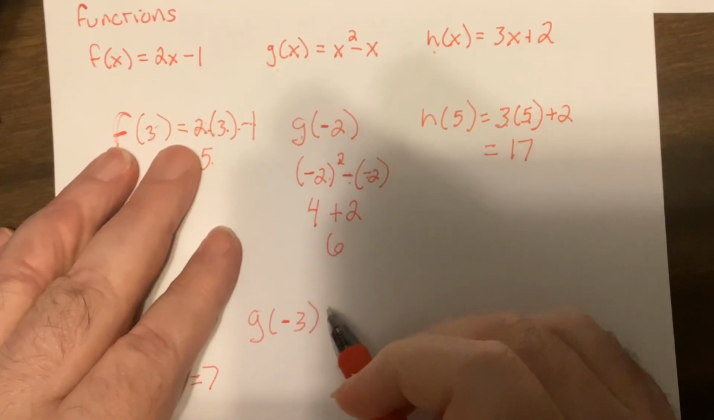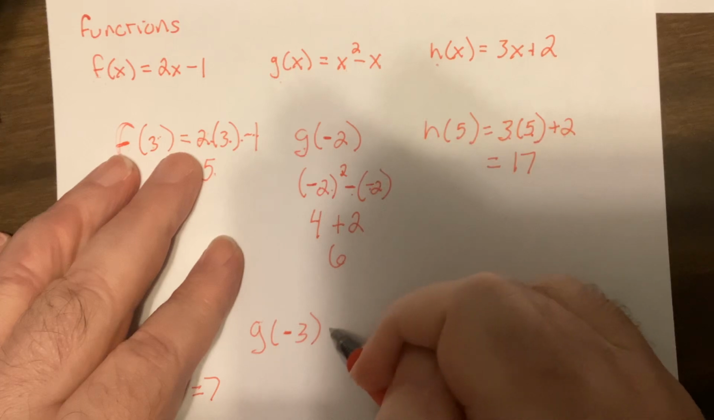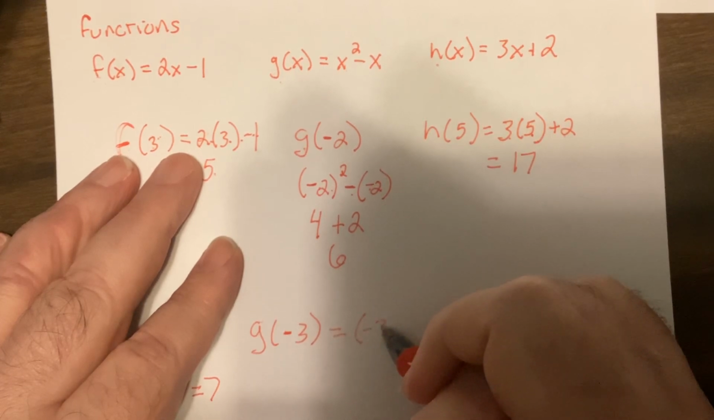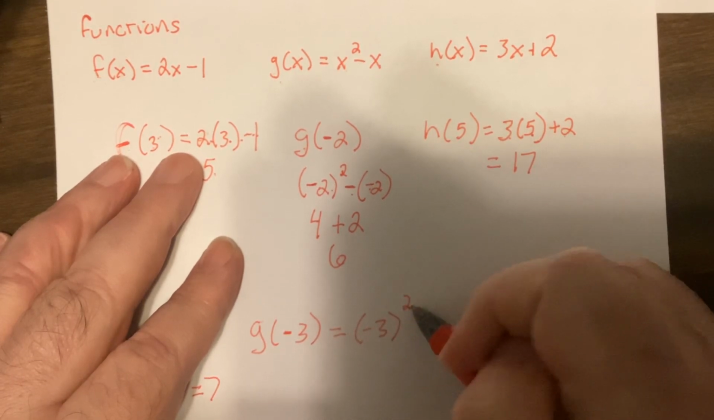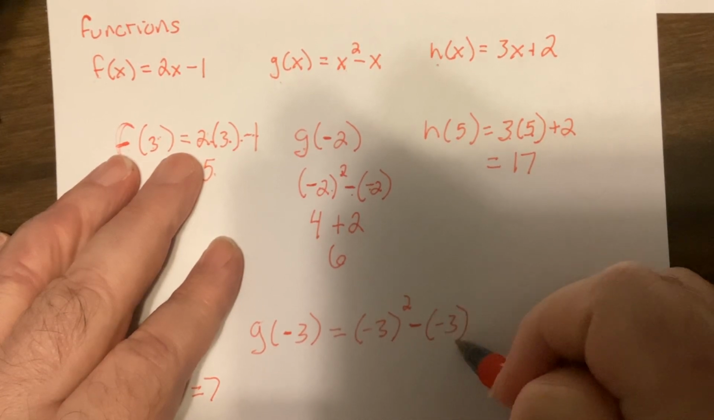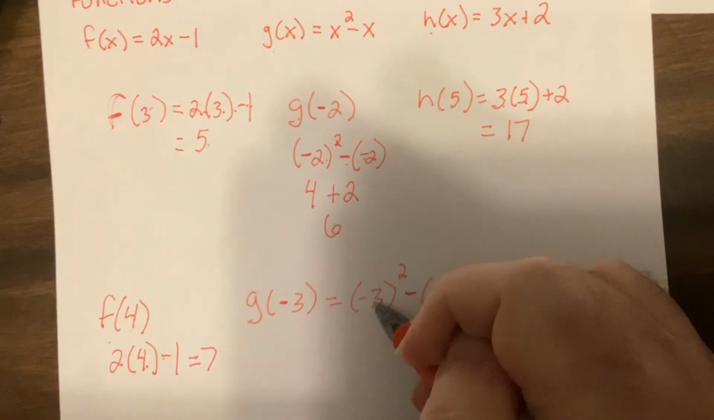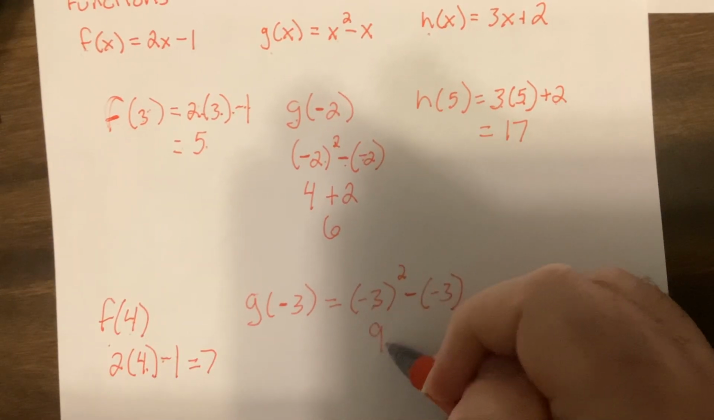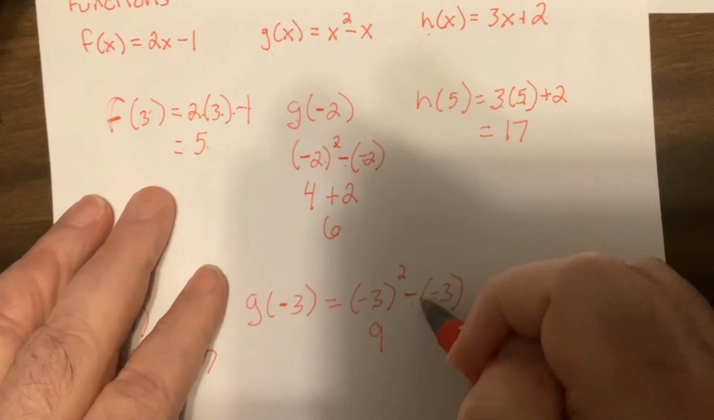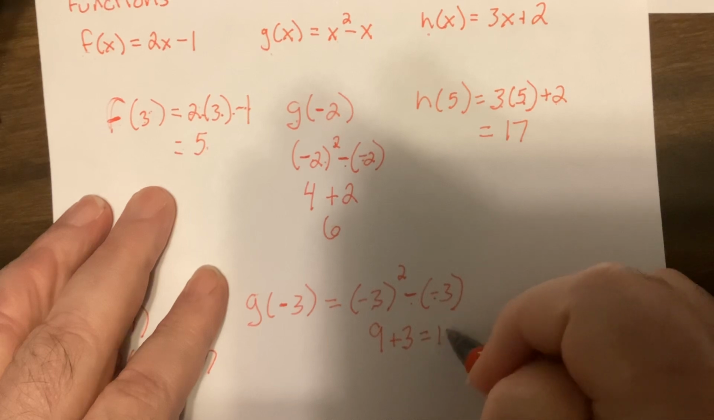So g of negative 3. I'm going to put that in for x. So it would be negative 3 squared minus a negative 3. So negative 3 squared would be negative 3 times negative 3 is 9. Minus a minus is plus, so that would be plus 3. That equals 12.